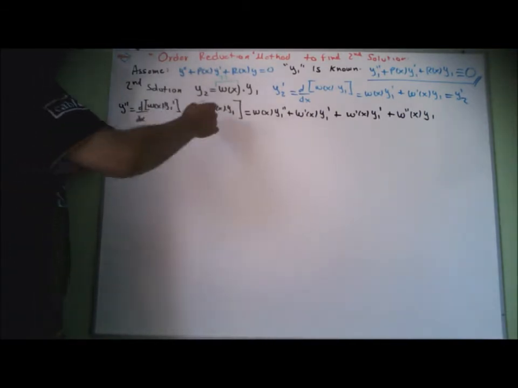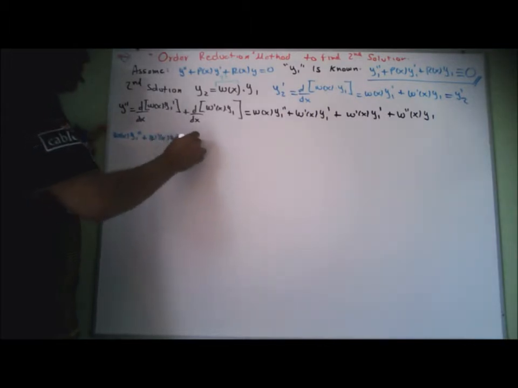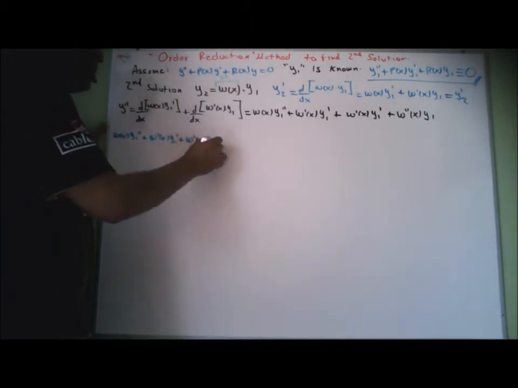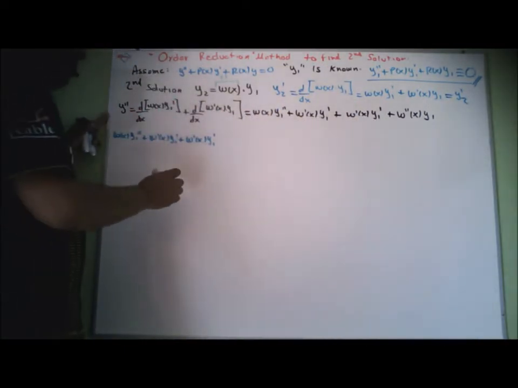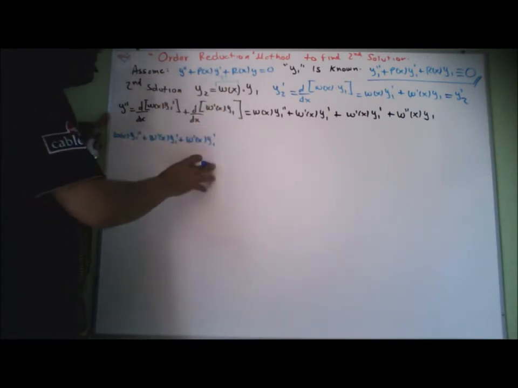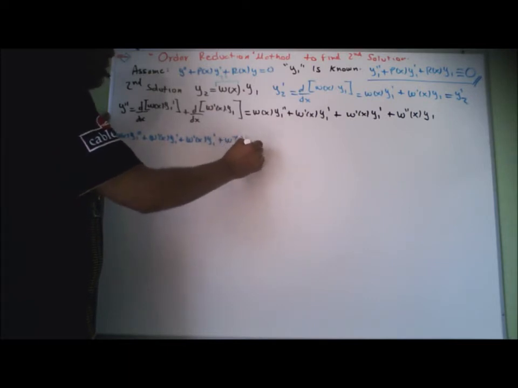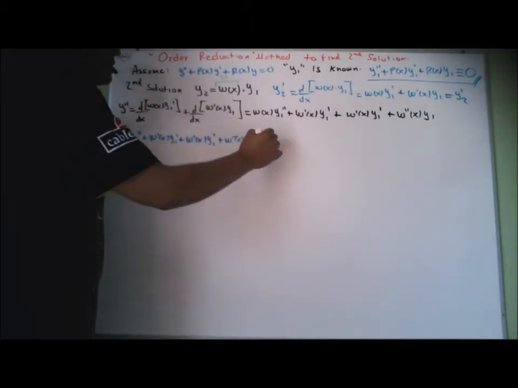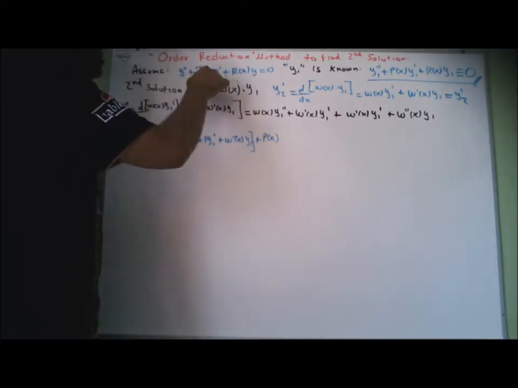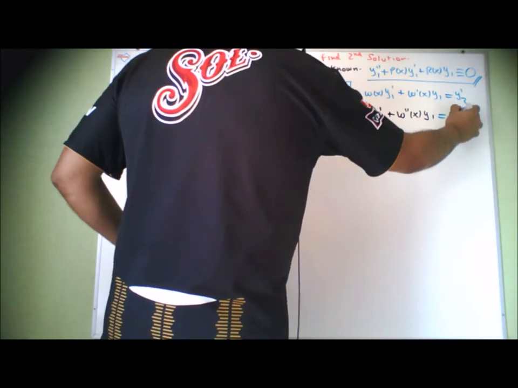So the first one, w of x y1 double prime plus w prime of x y1 prime plus w prime of x y1 prime. Actually, because these two are the same, we can do 2 times this number, but let's leave it like that, plus w double prime of x y1, so that is the second derivative. We are here now, plus p of x, my first derivative. My first derivative is this of the second solution. By the way, this is y2 double prime.